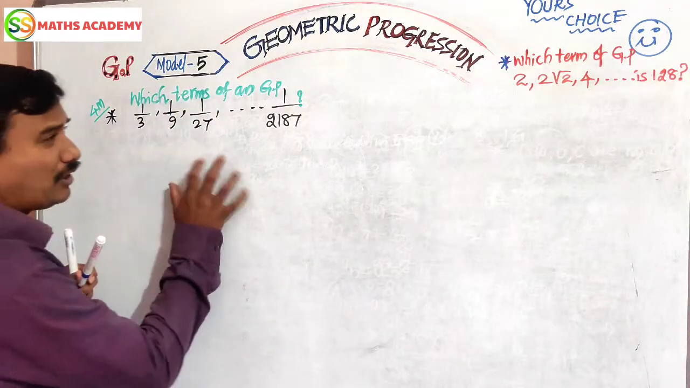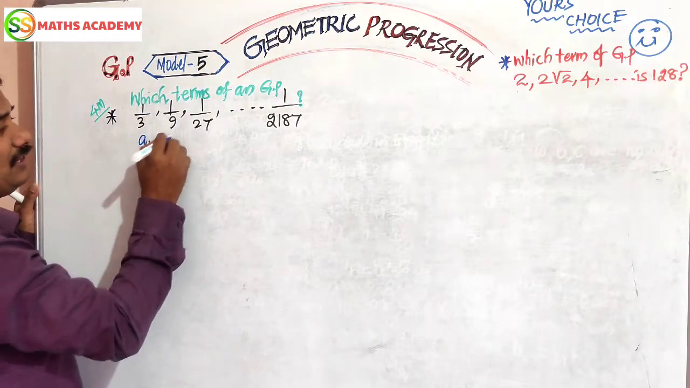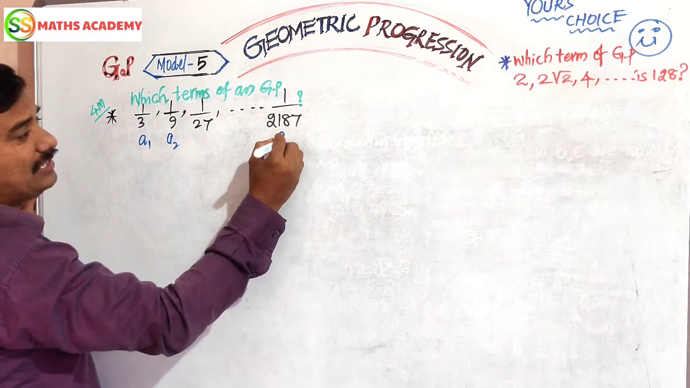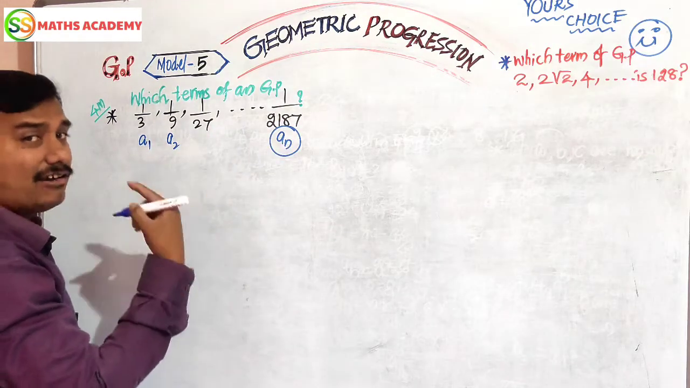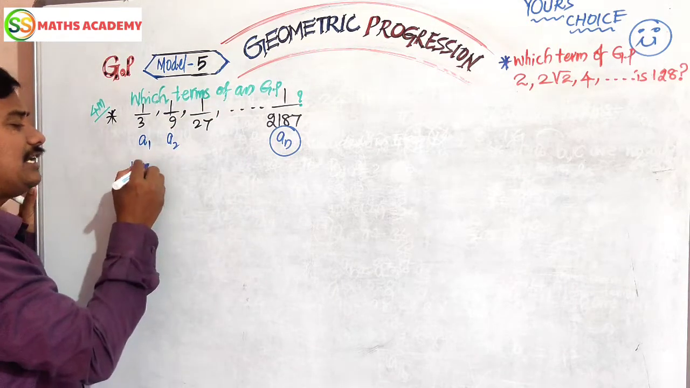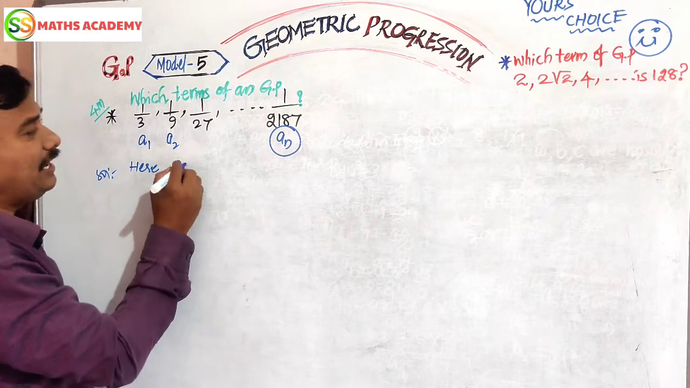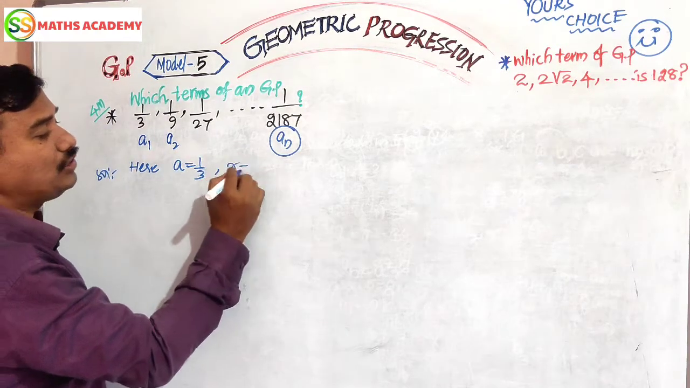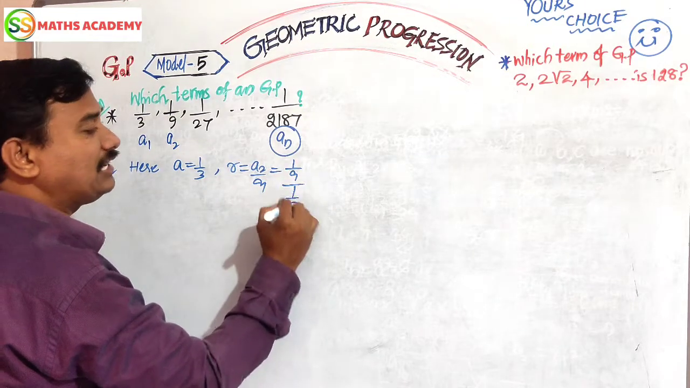Now let us see this question, dear friends. What way do we have to follow? You should follow the same procedure here. This is A1, this is A2 and so on. This is An, the last term. Which term is being asked? You have to write the values very clearly. Here a equals 1 by 3, r equals A2 by A1, that is nothing but (1 by 9) by (1 by 3).